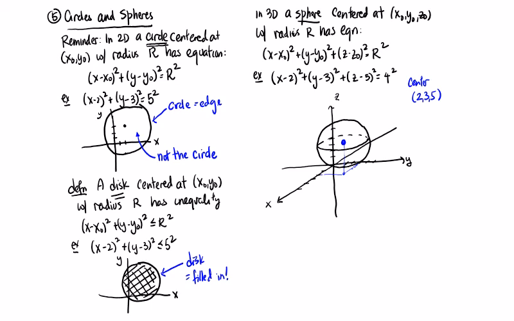So a ball then, this is sometimes called a closed ball, but a ball also works. Let's say centered at x0, y0, z0, with radius r, has equation. So you can see where this is going. It's just going to become an inequality.